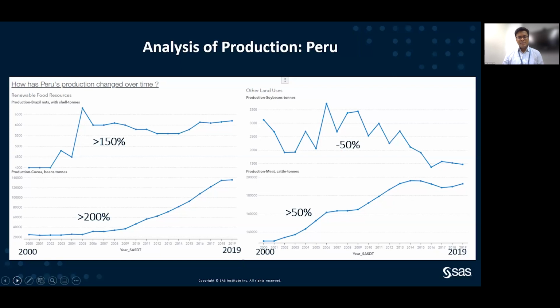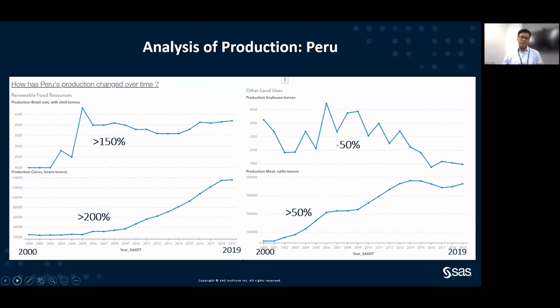But clearly there is a lesson to be learned here: if we manage to grow more renewable crops like Brazil nuts and cocoa, we can still produce more, and we can also earn good revenue numbers. And at the same time, we contribute more in terms of environmental protection. So Peru clearly has a very small footprint when it comes to carbon, whereas Brazil has the highest footprint.